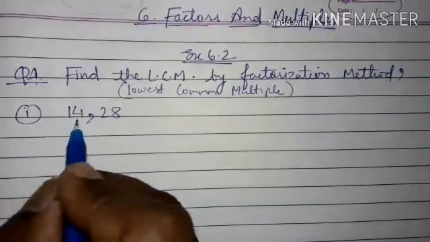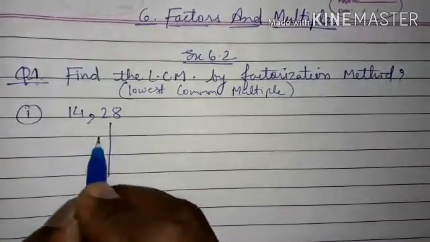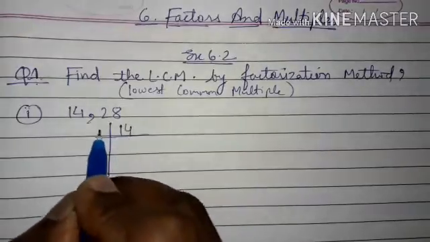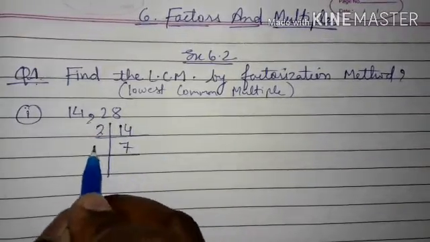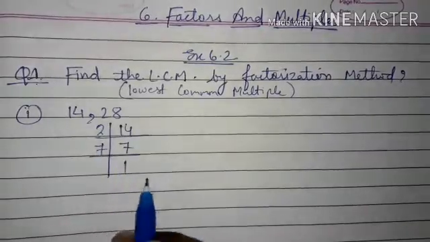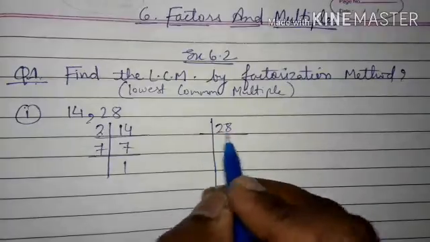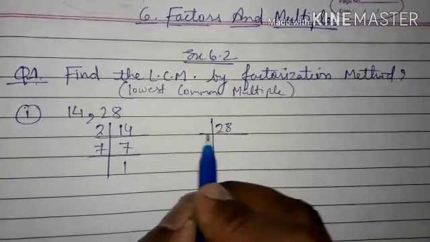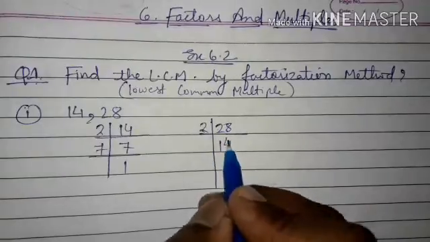Now question number 1 is 14 and 28. So here first we will find the factors of 14. 14 will divide by 2, 7 times. Now 7 will divide by 7, 1 time. Now 28 also we have to do the same. Factors of 28 we have to find. 28 will divide by 2. 2 1s are 2, 2 4s are 8.